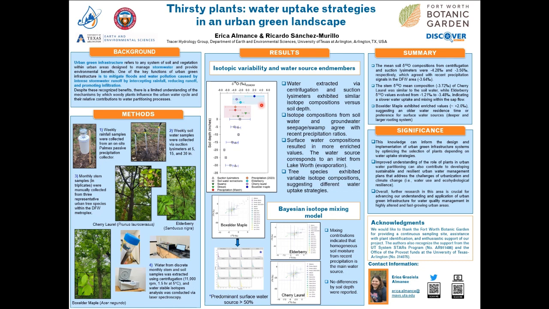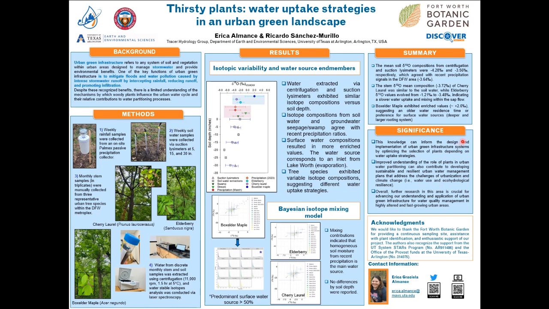The box elder maple tree, however, right here, exhibited more enriched values, and this suggests that it has an older water residence time. And here we have our Bayesian isotope mixing model. So this mixing model, overall, the plots here show that mixing contributions indicated that homogeneous soil moisture from recent precipitation was the main water source for the trees. But for the box elder maple, it shows that over half the contribution was from the stream. And there was no differences by soil depth reported.